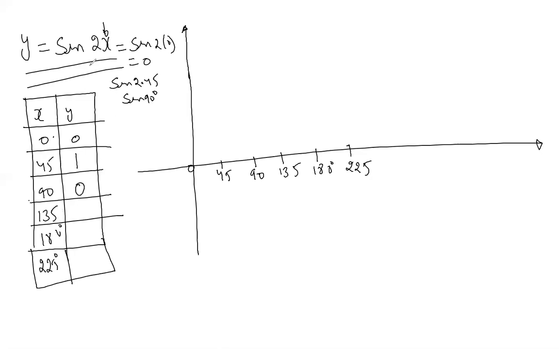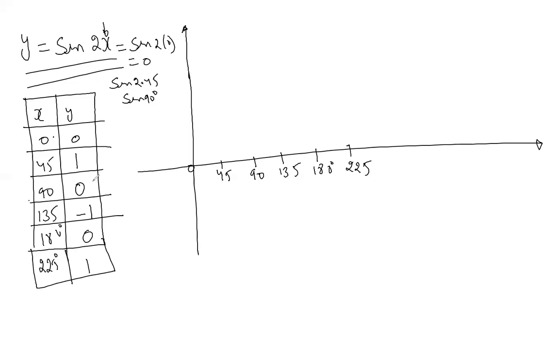And when you put x equal to 135, that would be sine 2 times 135, so your value would be minus 1 when x is 135. When x is 180, it is 0 again. And when your x is 225, your sine would be 1 again.